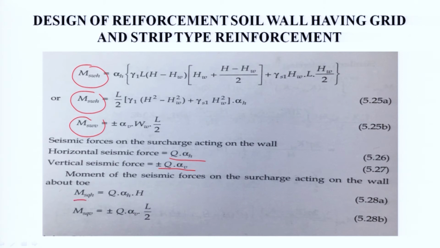So now again the moment of seismic forces on the surcharge acting on the wall about the toe. So MSQH will be Q alpha H into H, and again MSQV will be equal to plus minus Q alpha V L by 2.